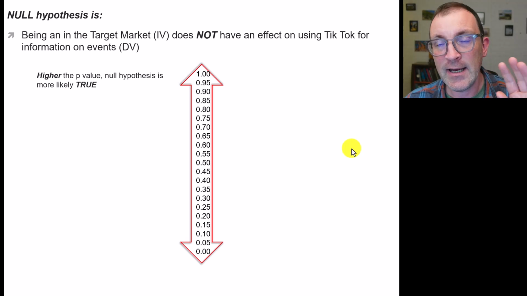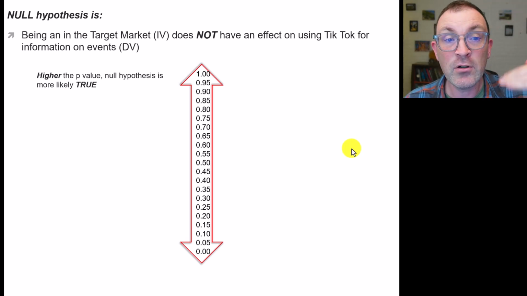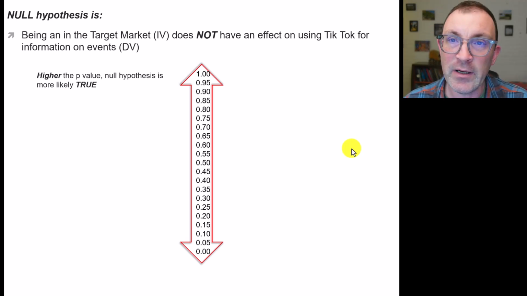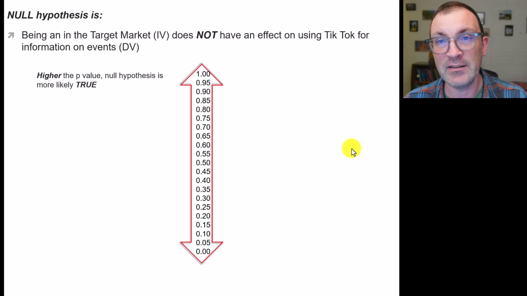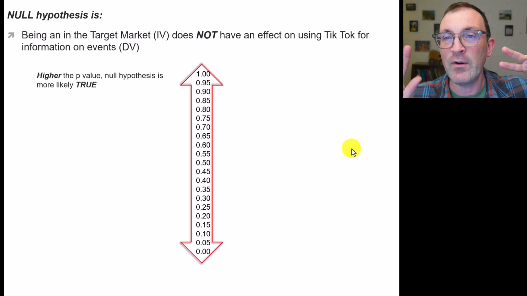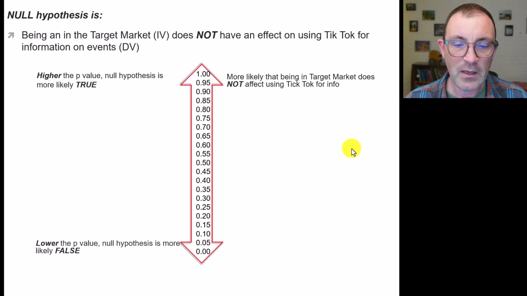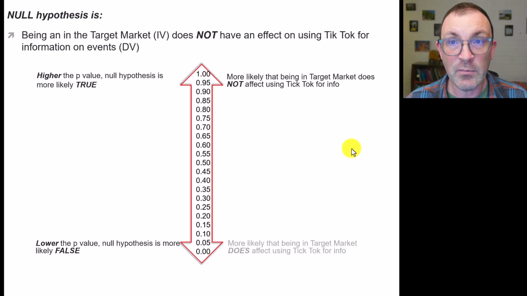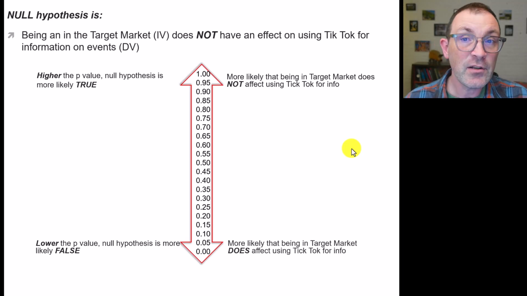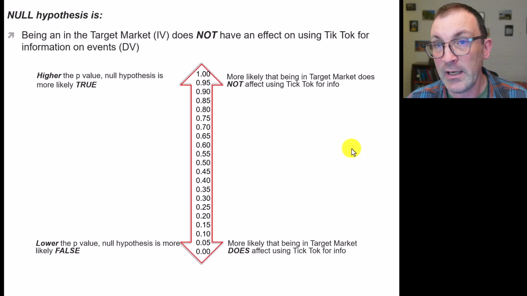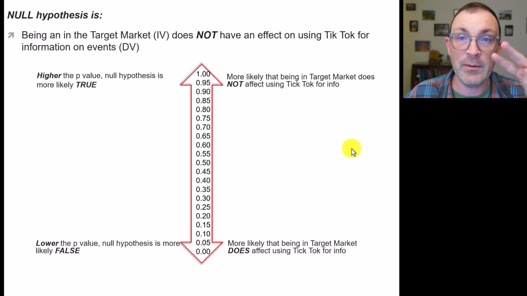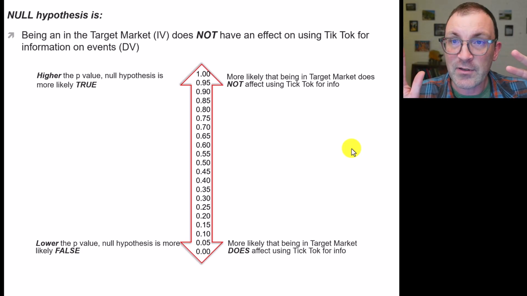If we run this through our test and we get a higher p-value, closer to 1, then we would be more confident that our null hypothesis is true, that there is no impact or limited impact, no difference between target market and others and whether they use TikTok or not. But the lower our p-value, the more confident we can be that the null hypothesis is false, that it's wrong. And so the lower the p-value, the more confident we can be to say that there is a difference between people that are in the target market and not, and how they use TikTok.